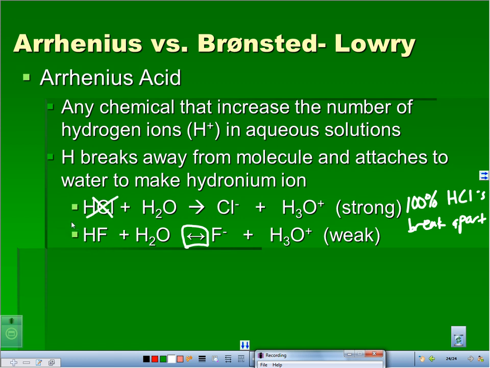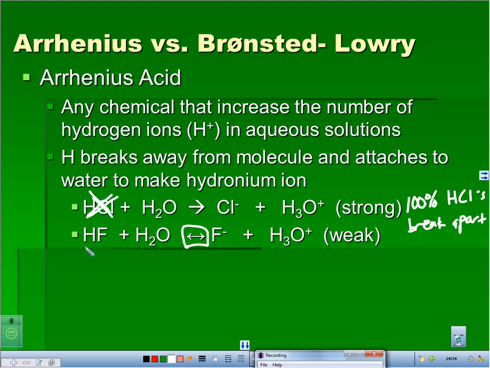So if I have a solution of HCl, I actually would not expect any HCl's stuck together. None. I would expect water molecules. Some of the water molecules I'd expect to have a hydrogen on them, and some hydroniums would be there, and I expect to see just as many Cl's there as hydroniums, but I would not expect to see any HCl's.